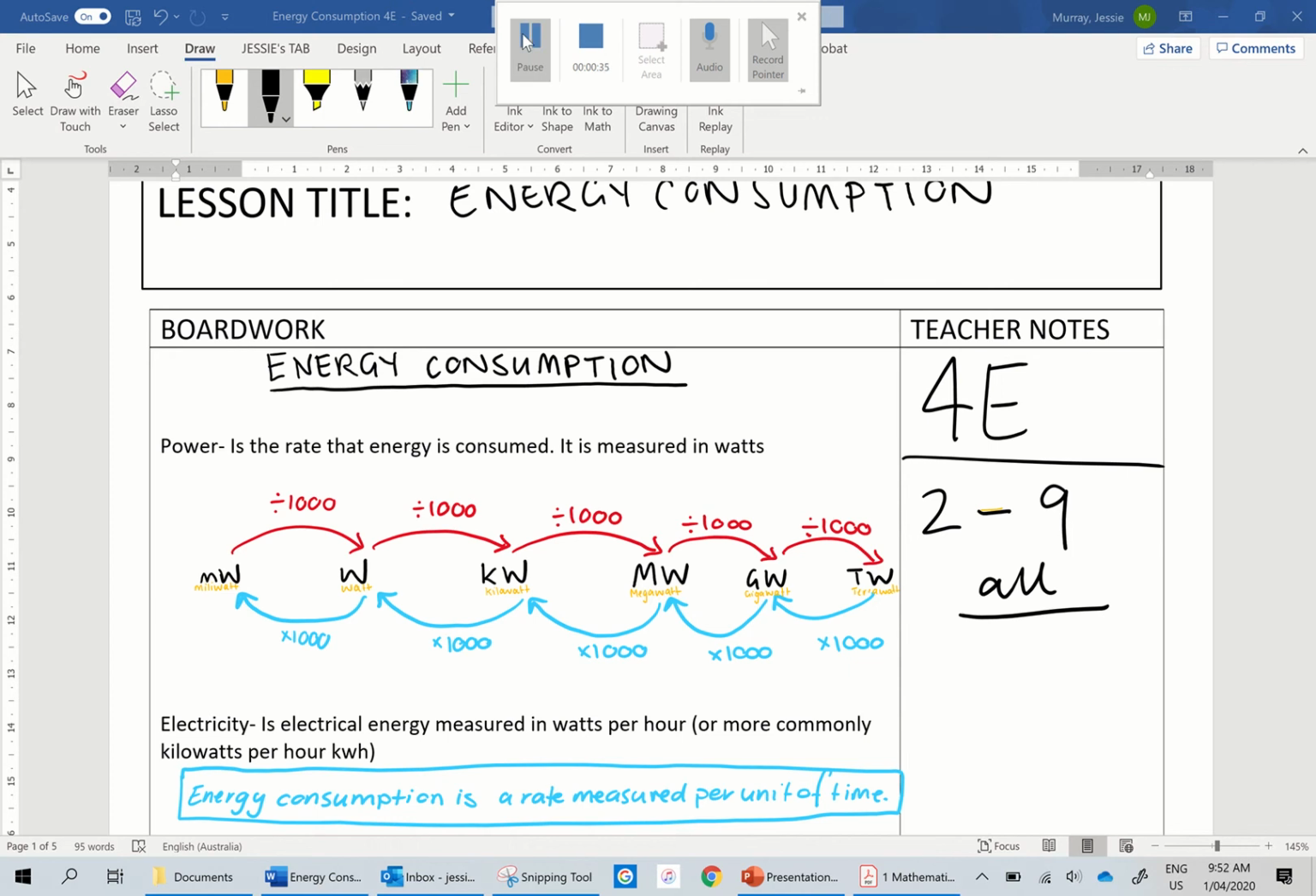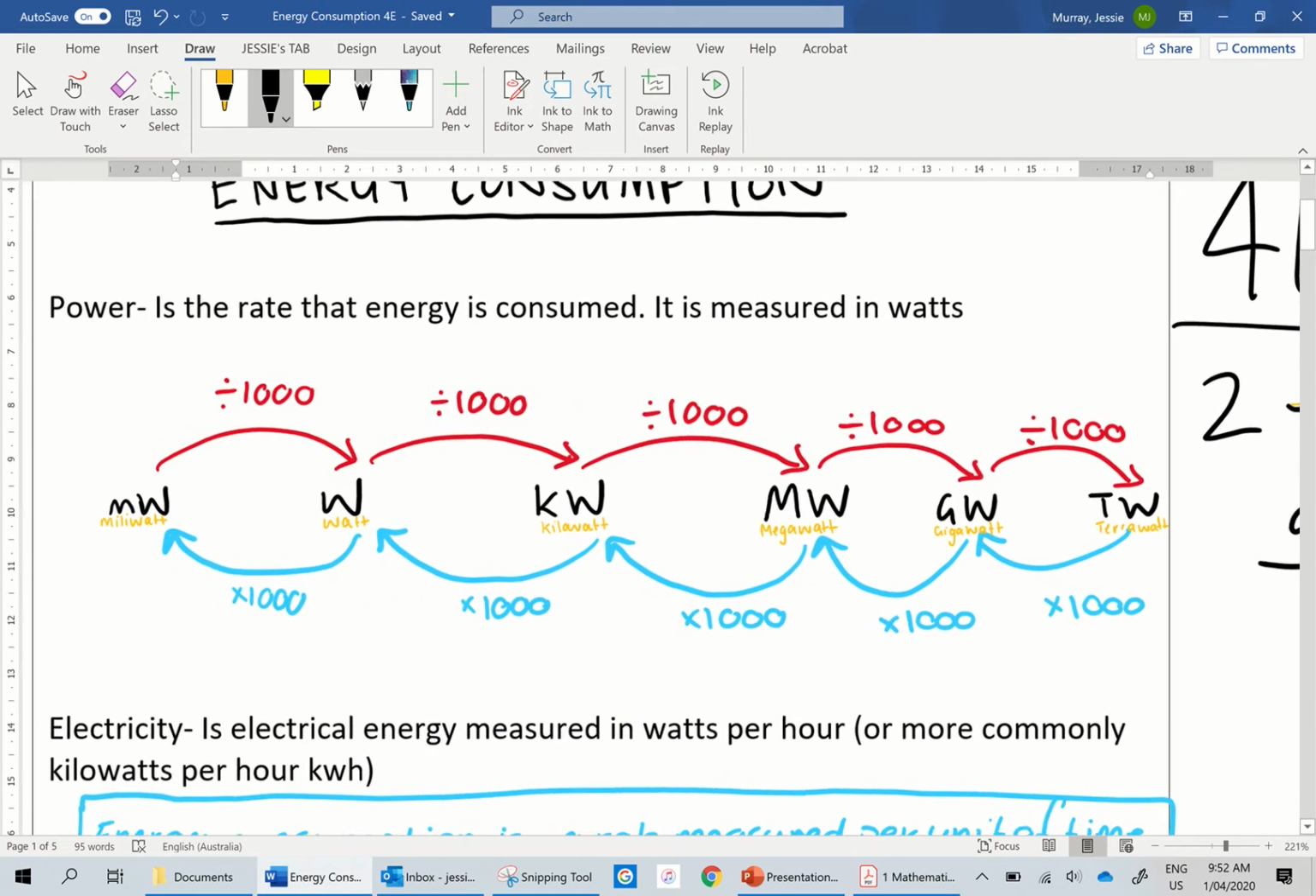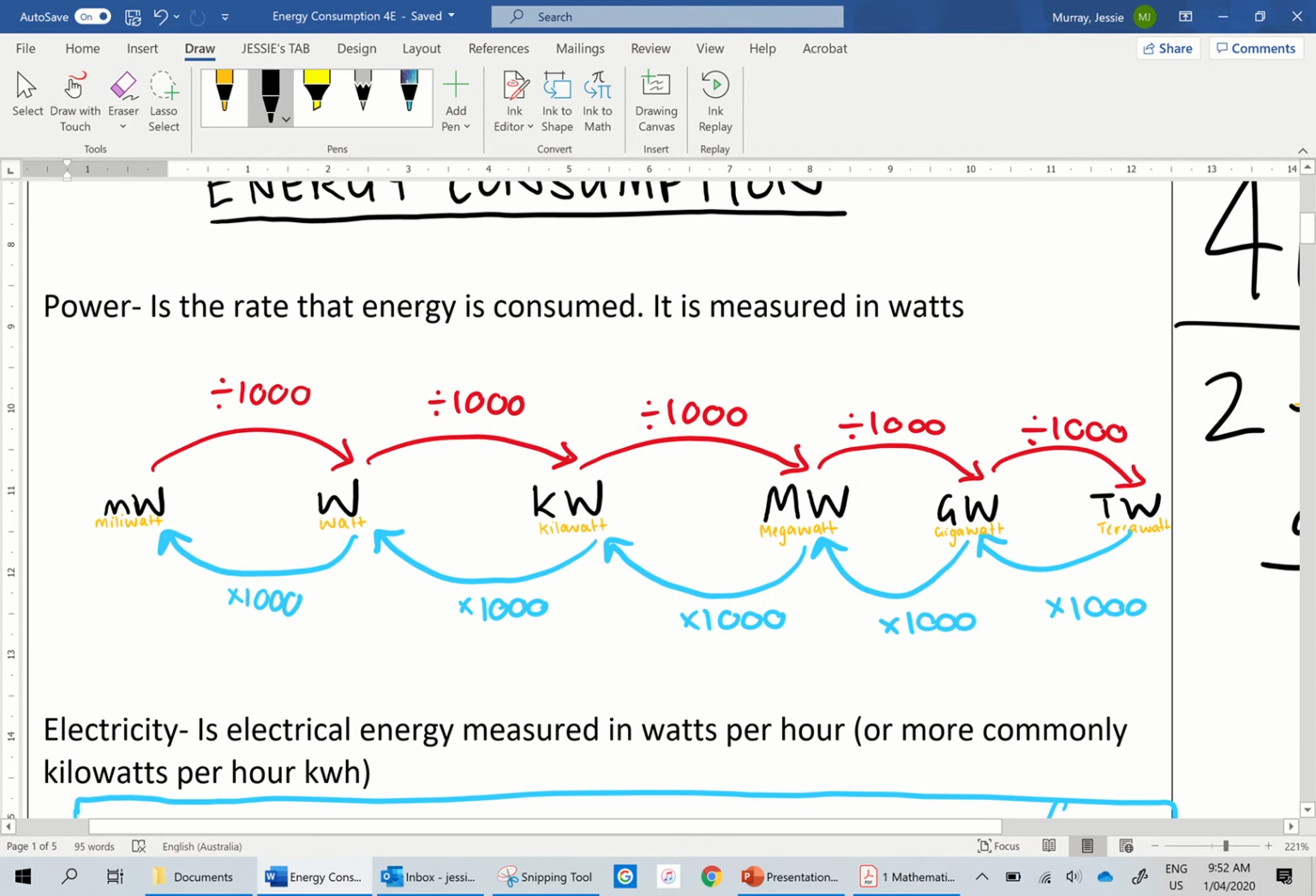Otherwise, I'll just talk through it. We've got power, which is the rate that energy is consumed, and we measure power in watts, okay? Not just watts, but all that I have here in this little conversion chart is what power is measured in. We've got milliwatts, watts, kilowatts, megawatts, gigawatts, and terawatts. So obviously you're starting at your smallest being milliwatts and working your way up.